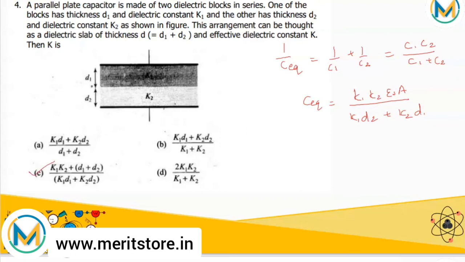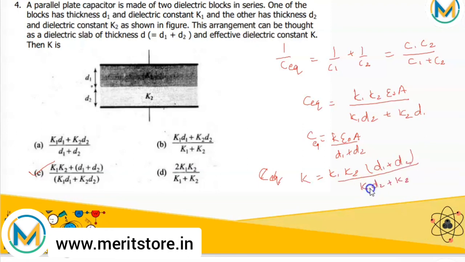We can substitute this epsilon naught A. Now we know that C equals K epsilon naught A upon D1 plus D2, and when we substitute the epsilon naught A value here, C equivalent comes out, and comparing these two equations we conclude that K equals K1 K2 into D1 plus D2, the whole upon K1 D2 plus K2 D1. Thus the correct answer for this question is option C.